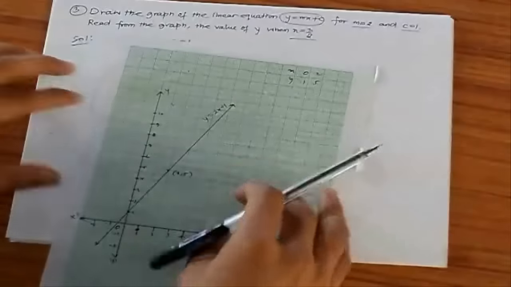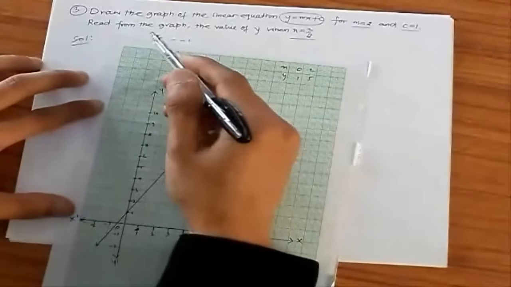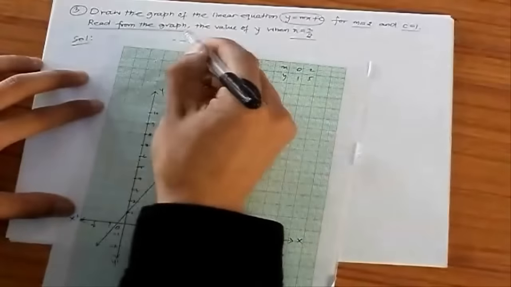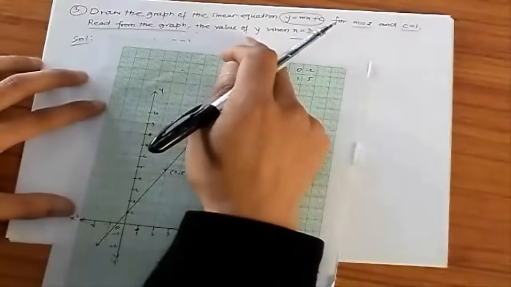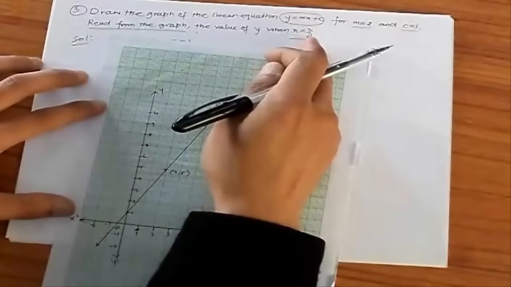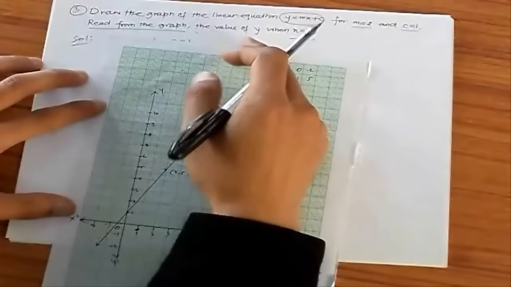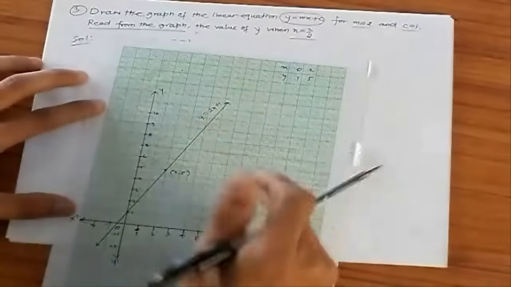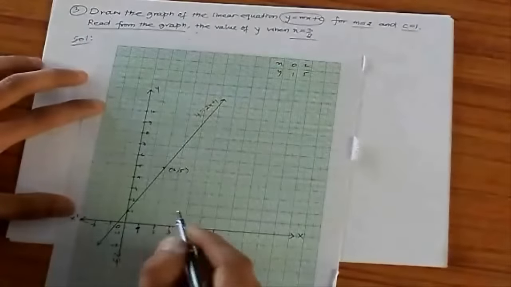Okay, we have one more. We have not finished the question completely. Now the next is read from the graph. Now we are going to use the graph, right? So read from the graph the value of y when x equals 3/2. So it means we have to find the y value from the graph when the x value is 3 divided by 2, which means 1.5.